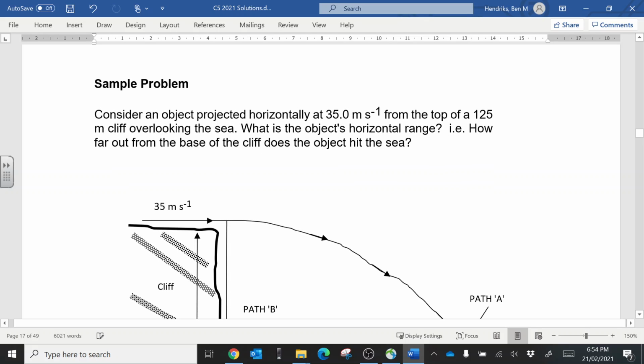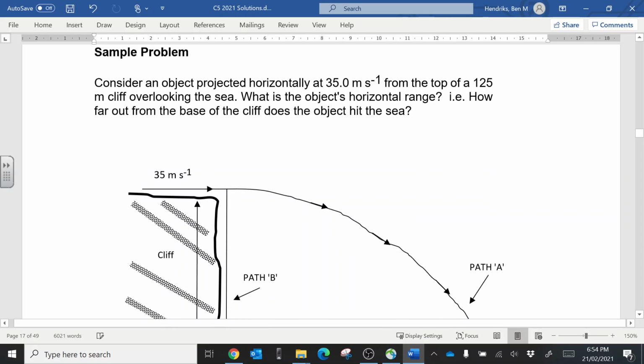Okay, so we have a sample problem here, and I'll show you how to get the information for horizontal and vertical components in the next video.